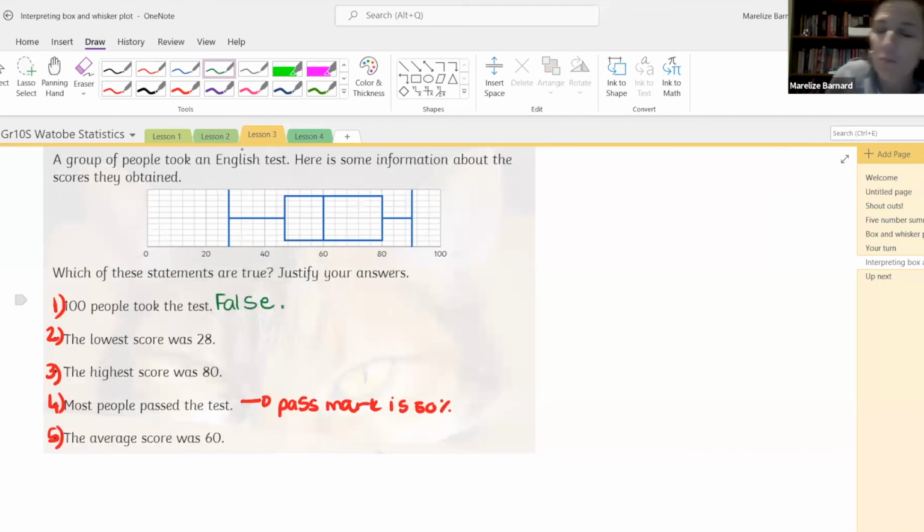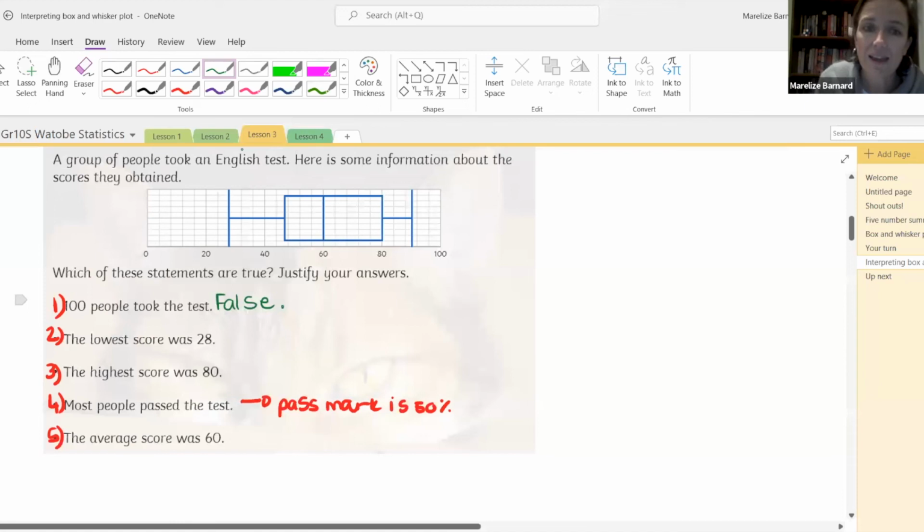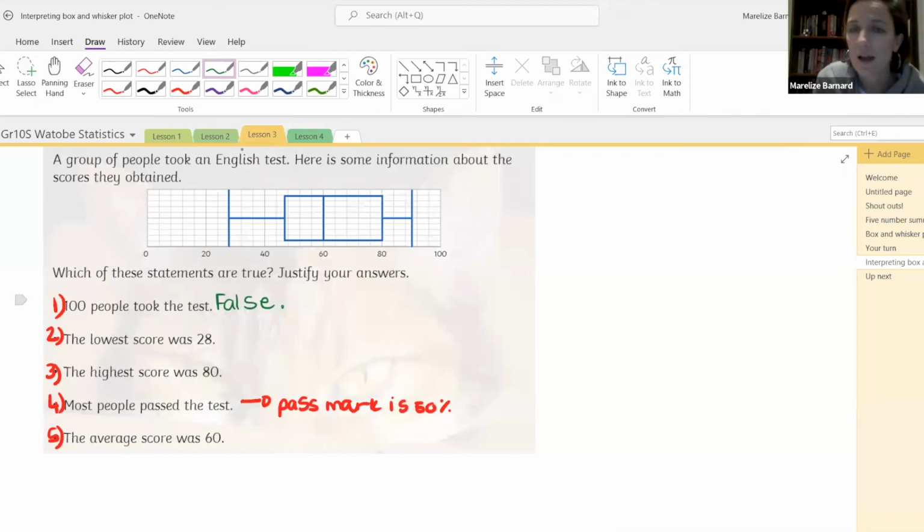A box and whisker plot doesn't show us anything about the number of people or number of data values we have. We only get information about how the scores are distributed. Thanks, Shiraz. So there is no way for us to know how many people actually participated in this test. We can only tell what their scores were and how their scores were spread out, but that's about it.